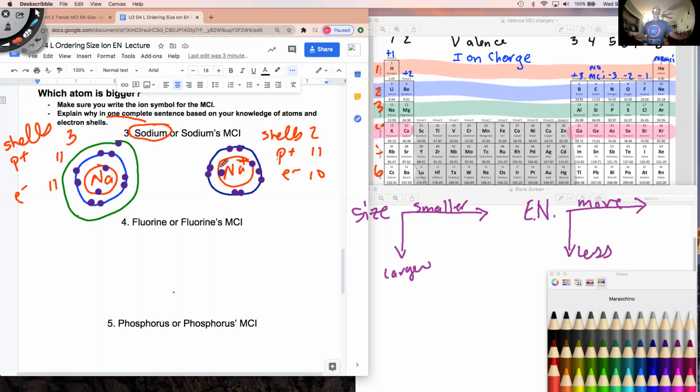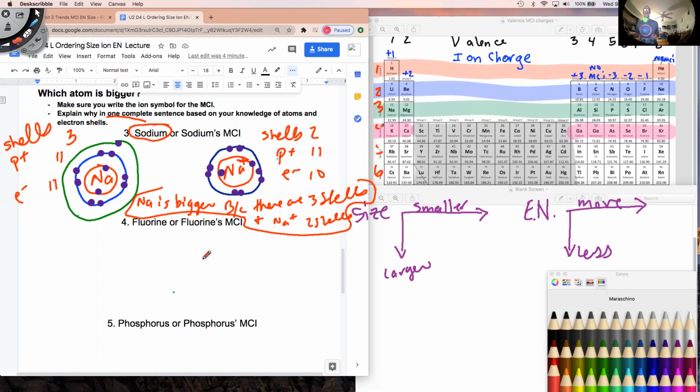So what would be our one sentence? We'd be able to say sodium is bigger because there are 3 shells and Na+ has 2 shells. Okay? That would be our sentence. It has a noun, a verb, and it explains things. Sodium is bigger because there are 3 shells, and sodium plus just has 2 shells. It's a great explanation. Let's take a look at the next one.